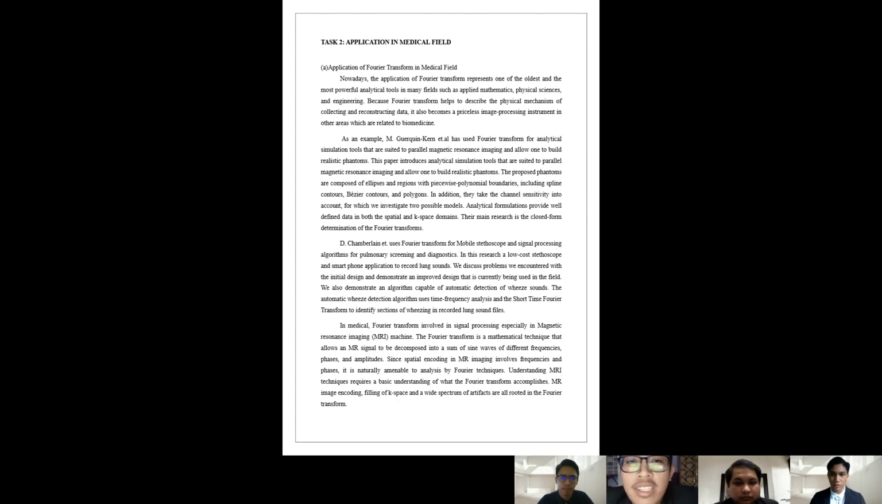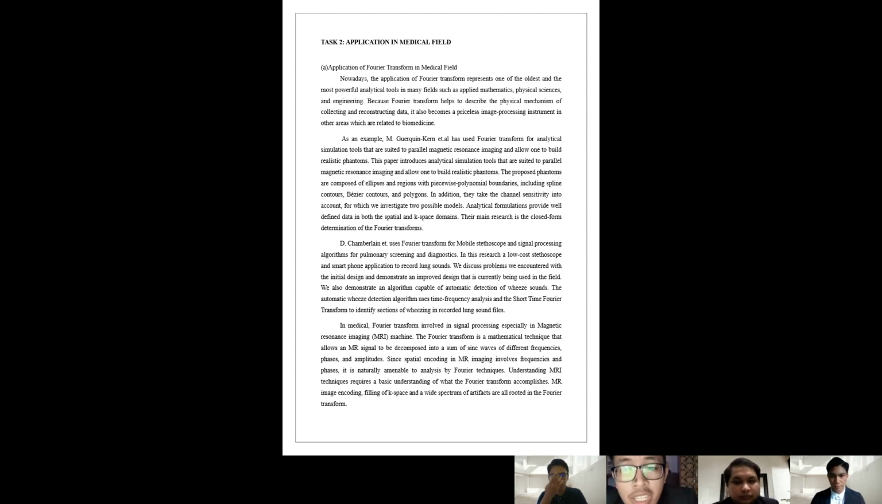Okay, and another example is Dr. Chimelin. I use the Fourier transform for the mobile stethoscope, which is a signal processing algorithm for pulmonary screening and diagnostic. In the radius, a low stethoscope and smartphone application to record the lung sounds, we discuss problems we encounter with the initial design and demonstrate an improved design that is currently being used in the field.